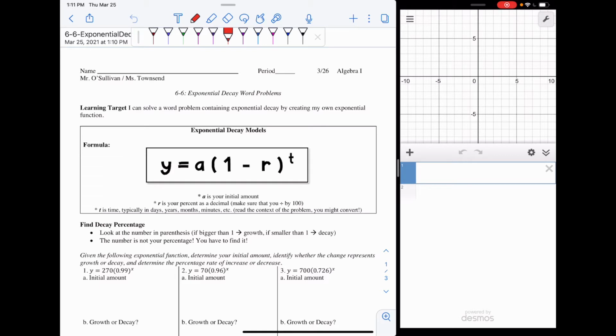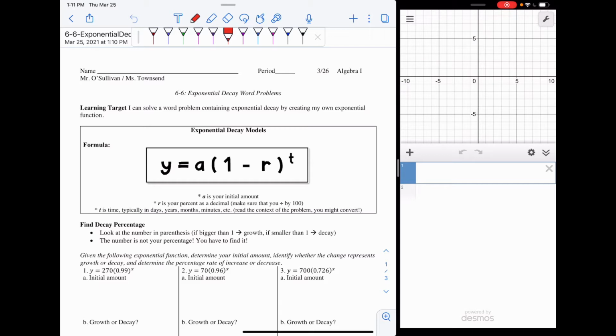We are going to be looking at lesson 6-6, which is exponential decay word problem. We're almost wrapping up this unit. We actually have 2 more lessons left. When we get back from the break, we're going to have a quiz on that Tuesday. We're going to review for it on Monday together, and then Wednesday labor work day.